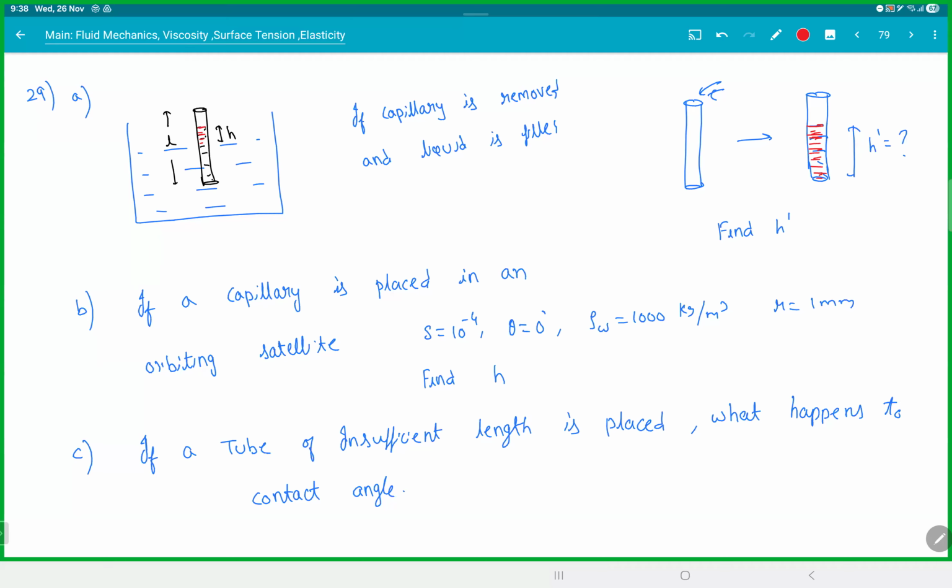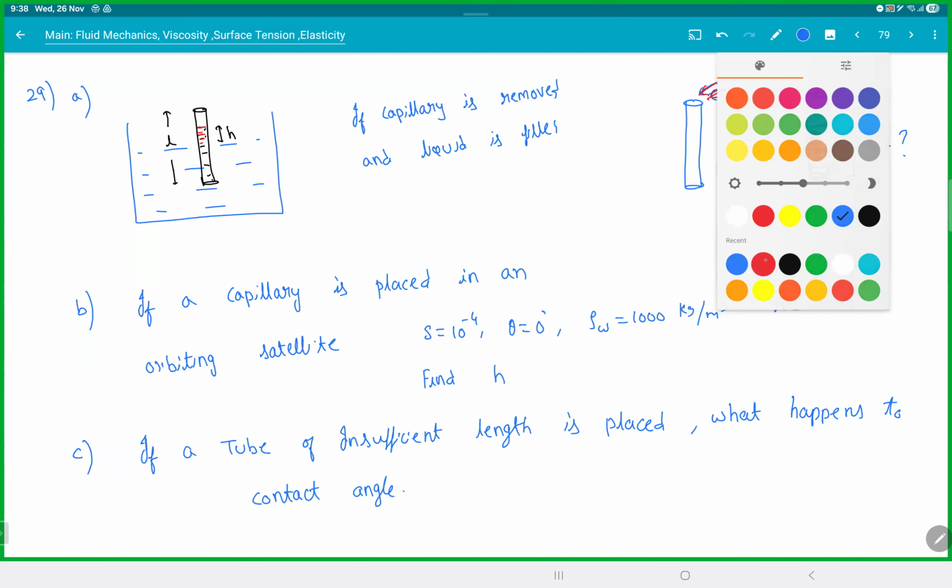Got the question? When you kept the capillary inside the liquid, it went to a height h. Now you took out the capillary and started pouring liquid inside. You observe some liquid gets stuck inside the capillary. What is the length of the liquid that gets stuck inside the capillary?